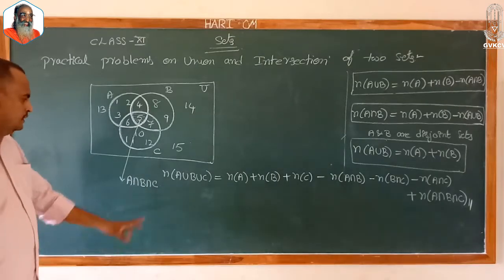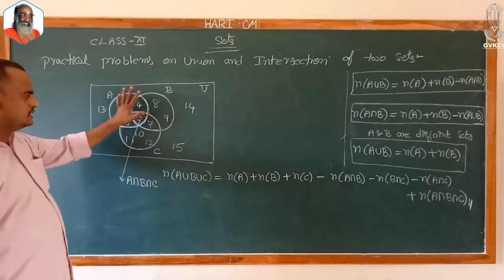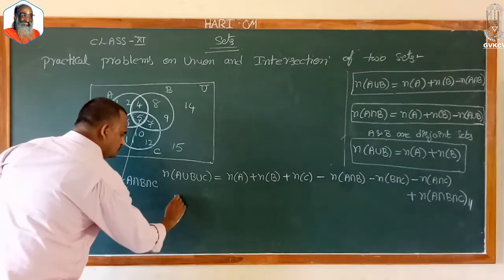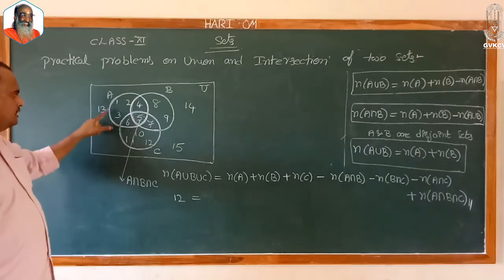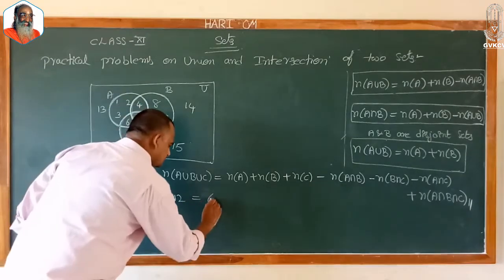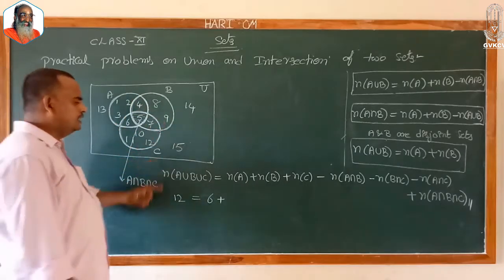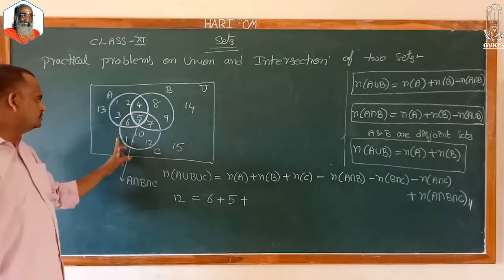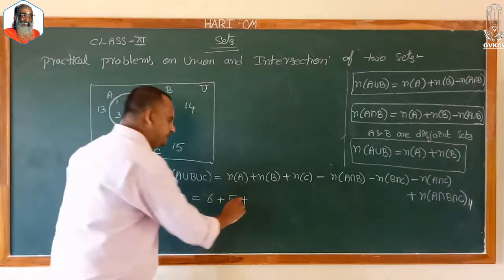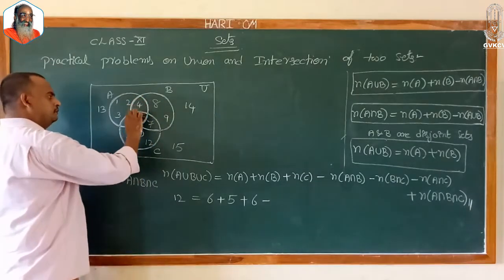Now let us check once whether this formula is true or false based on this Venn diagram. A union B union C: together all these three sets, how many elements do we have? 12 elements. In set A, how many elements? 6 elements. In set B, how many elements? 5 elements. In set C, how many elements? 6 elements. Minus A intersection B.